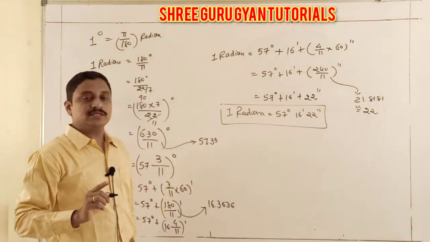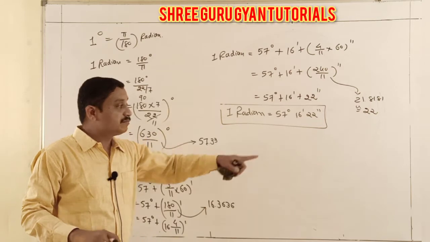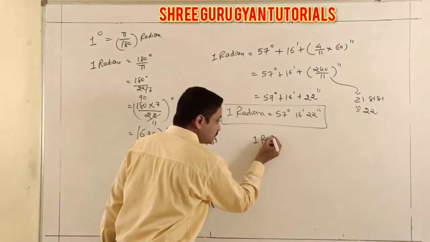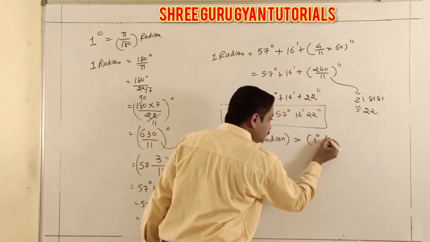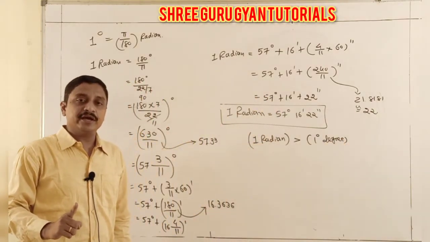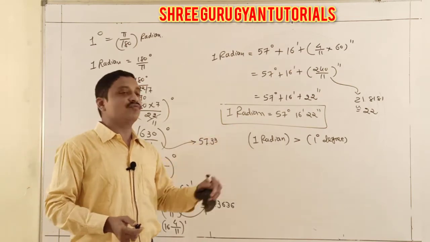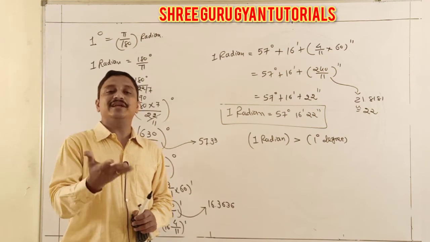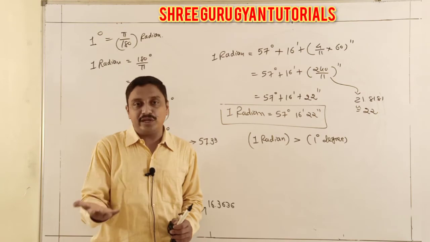It means, students, 1 radian is higher than 1 degree by about 57 times. So 1 radian is always greater than 1 degree. So degree measure is different and radian measure is different. Students, this is the calculation for 1 radian. After that, 2 radian, 3 radian, 4 radian, 5 radian, 6 radian are already given in your textbook.